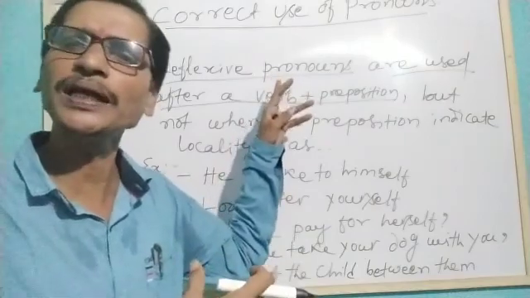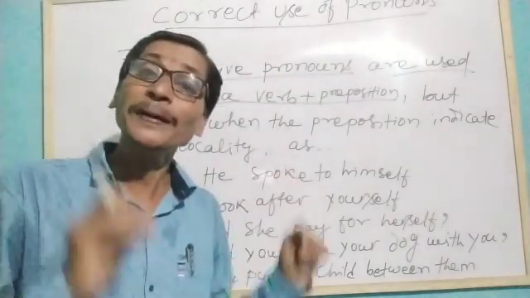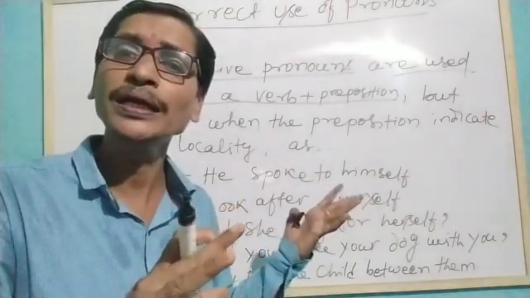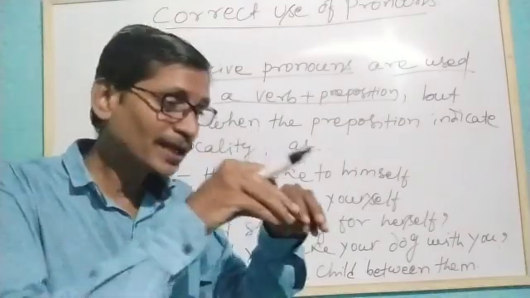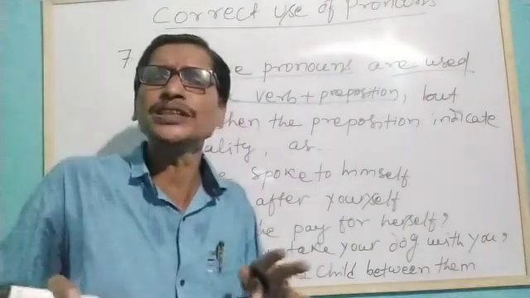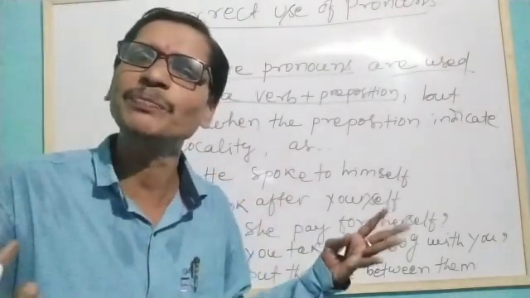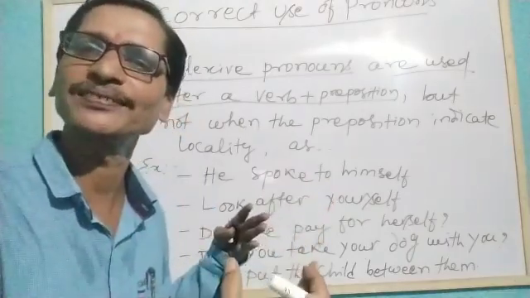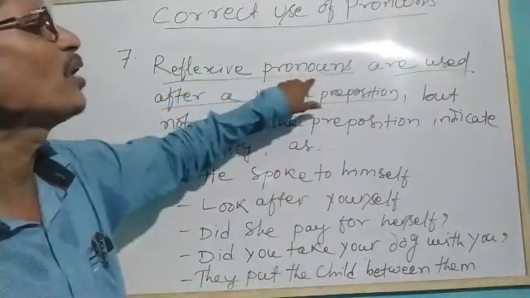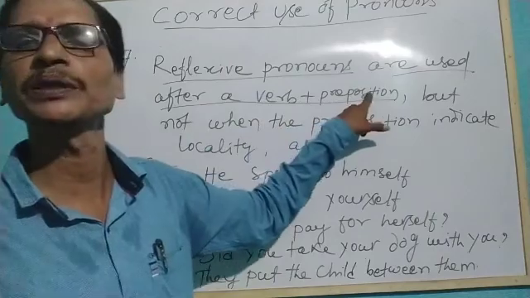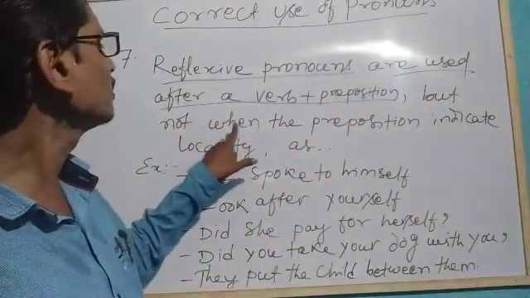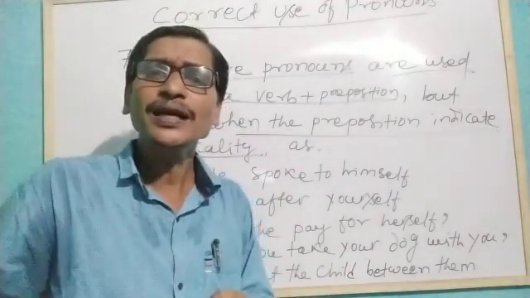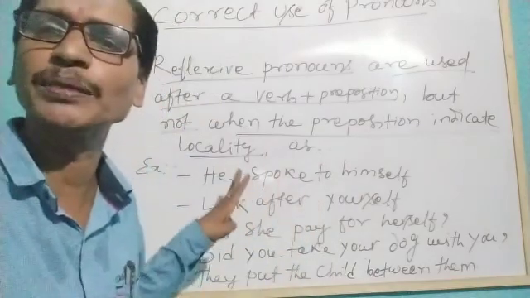Reflexive pronouns we can use normally. But there are some restrictions. Restrictions means we cannot use the reflexive form of this pronoun if the preposition is indicating a location or locality, talking about a position. Then we cannot use the reflexive form after the verb plus preposition combination. So understand again: reflexive pronouns are normally used after a verb plus a preposition in our sentence, but not when the preposition indicates locality. Locality means a place, a certain position.